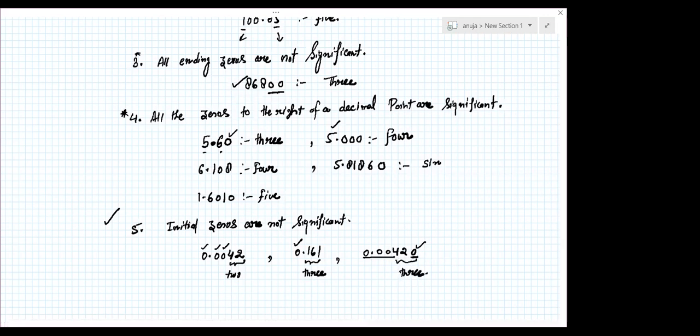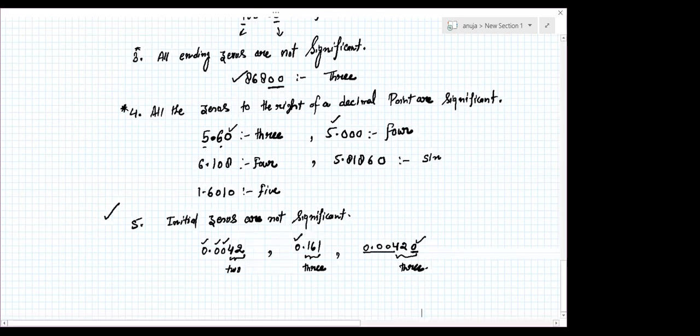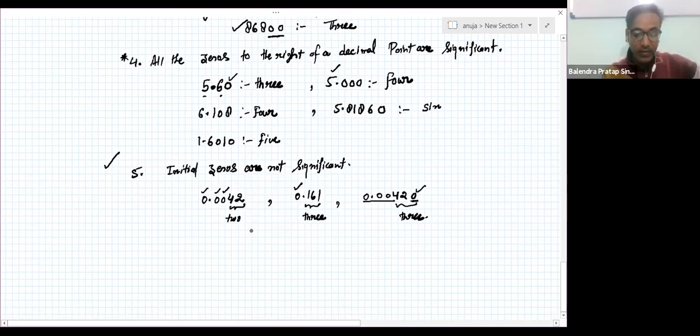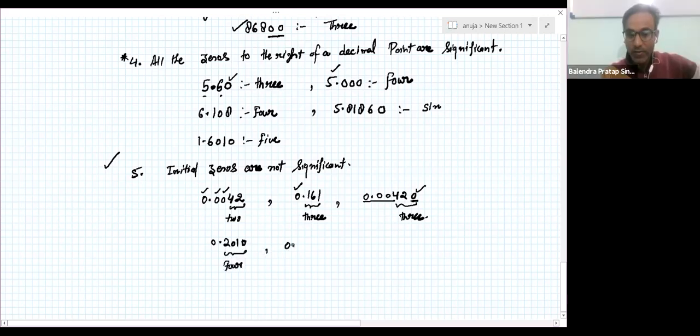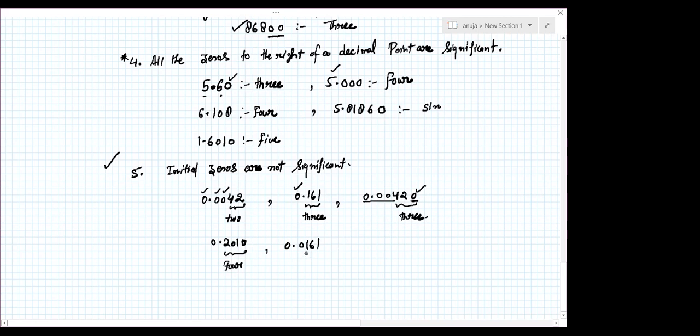Let us take one more example. Suppose I give you an example like 0.2010. So how many significant figures here? 4. Exactly. Very good. Now one more example. If I give you 0.0161, how many significant figures here? 3. Okay. Now you got the concept.